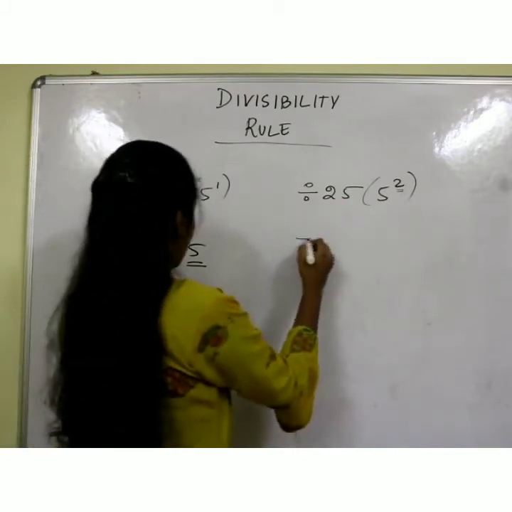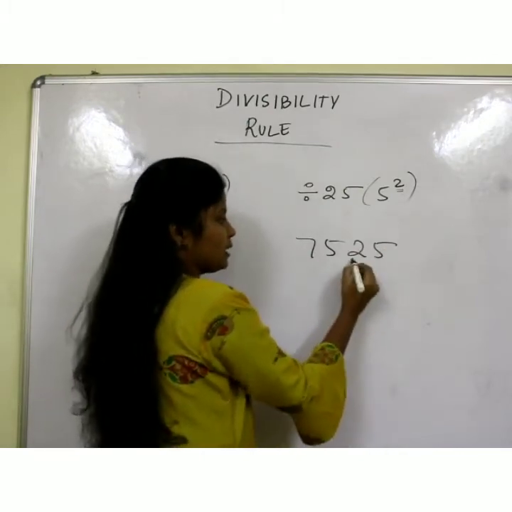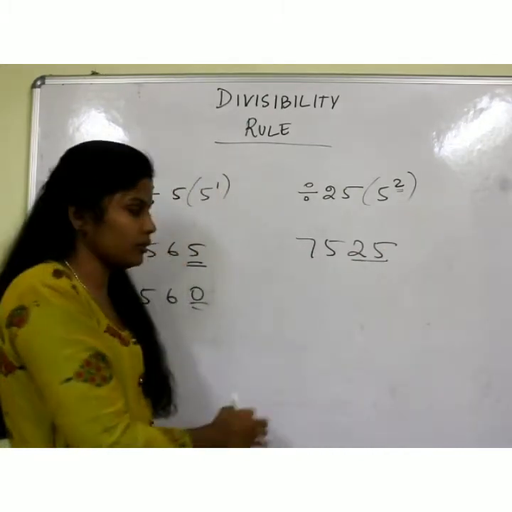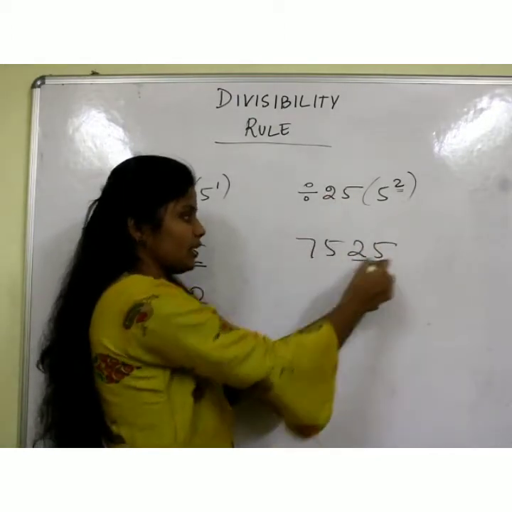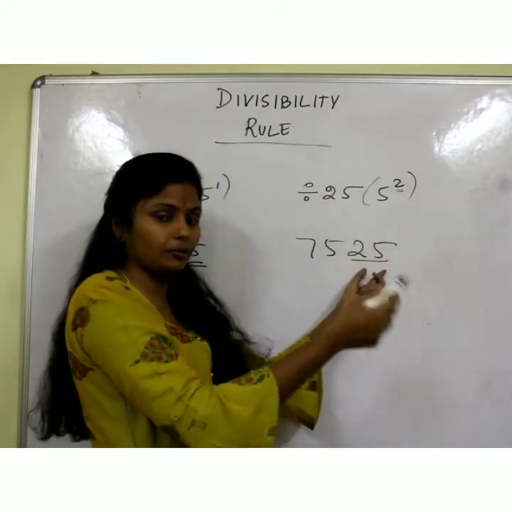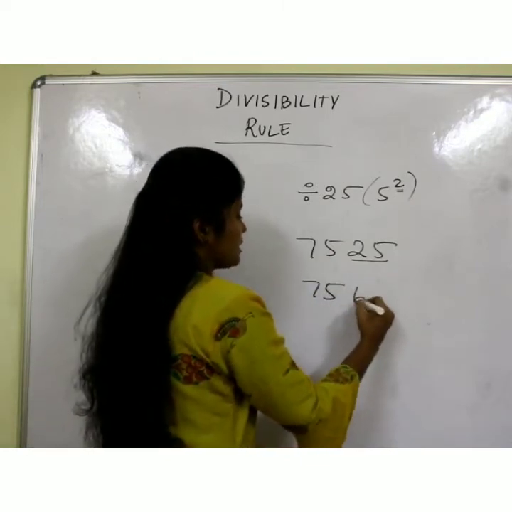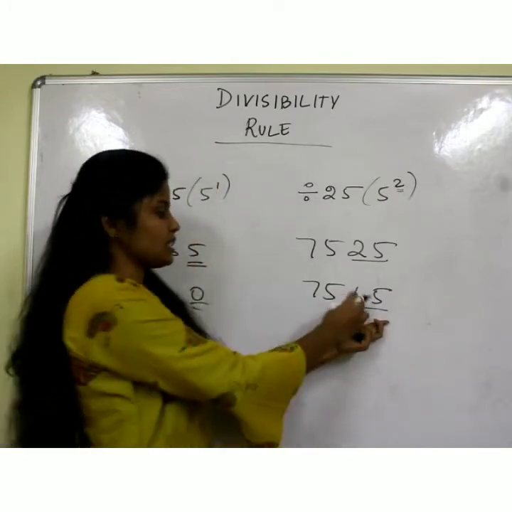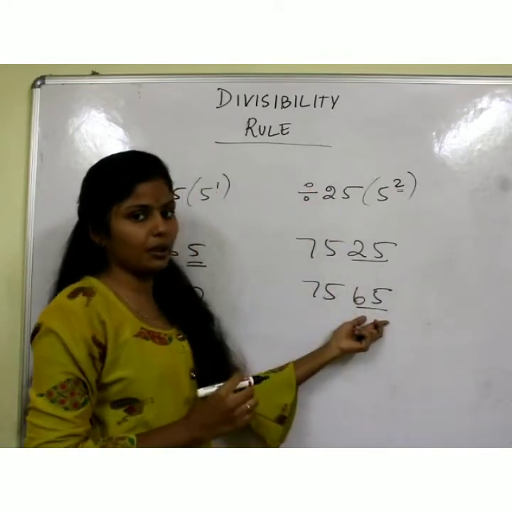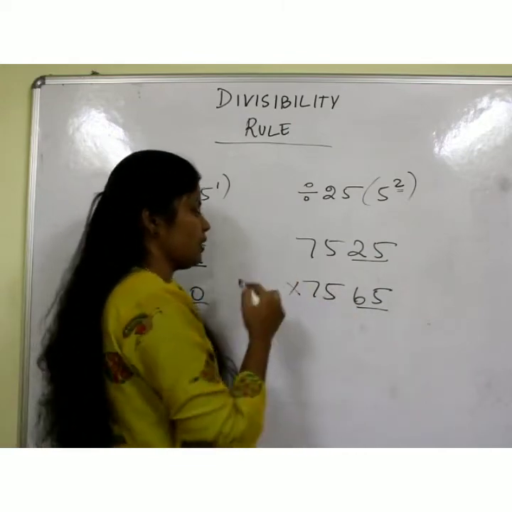For example, 7525. In this number, the last 2 digits are 25. The last 2 digits 25 is divisible by 25, which makes the entire 4-digit number 7525 divisible by 25. Now 7565. In this number, the last 2 digits are 65. 65 is not divisible by 25. That makes 7565 not divisible by 25.